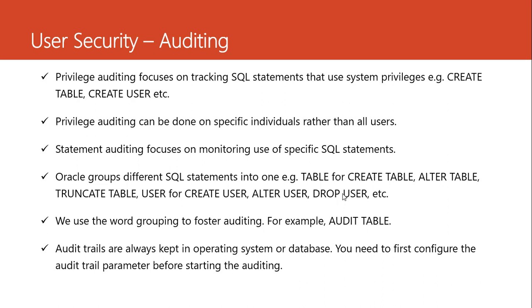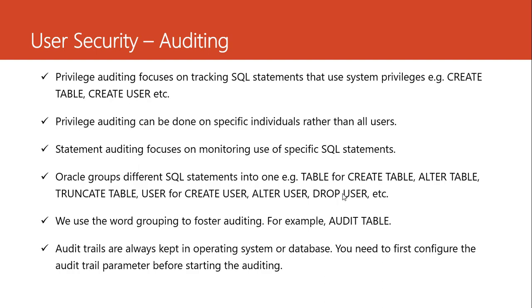After we carry out auditing, we need to look at the audit trails or the audit records or the audit logs. These provide us with the information about the things we have been tracking. And this information, the audit logs, are always stored in the operating system or in the database. It depends on us to decide what we want. Before we even start auditing, we have to first ensure that we specify the location for the audit trails. We do this using a parameter called the audit trail parameter.